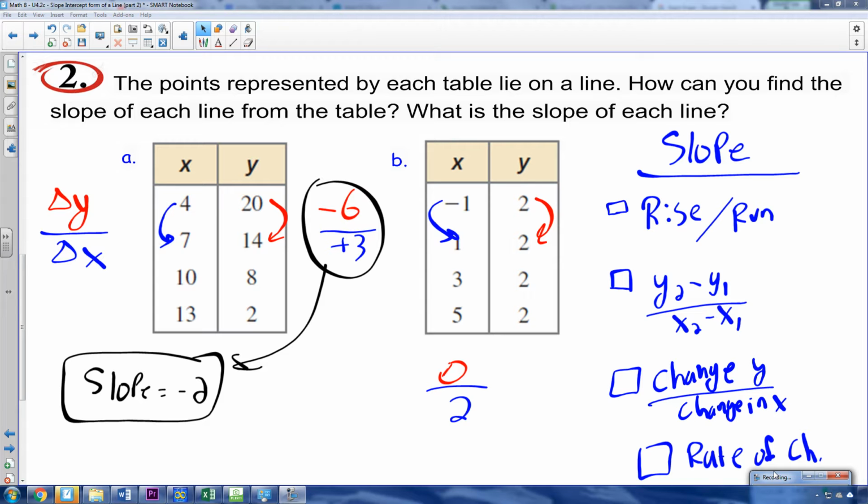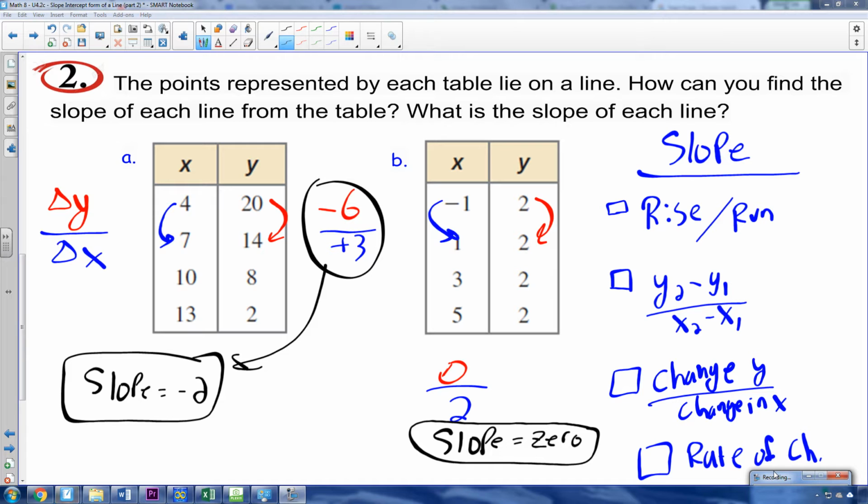So this is 0. You cannot divide by 0. You can divide into 0, but you cannot divide by 0. If you divide by 0, it's going to be undefined. So this slope is 0. So slope is literally equal to 0. I'm going to literally write the word out. Slope is equal to 0. Wait, did we say slope is undefined? No, slope is undefined if you have 2 divided by 0, because you can't divide by 0.